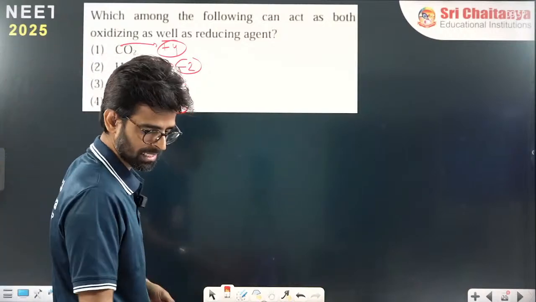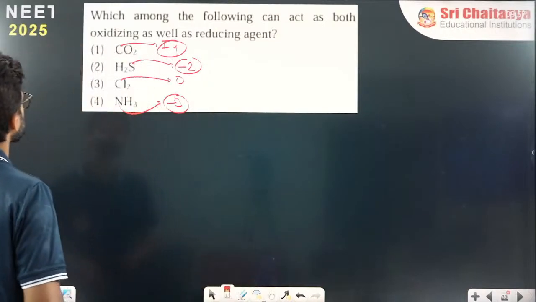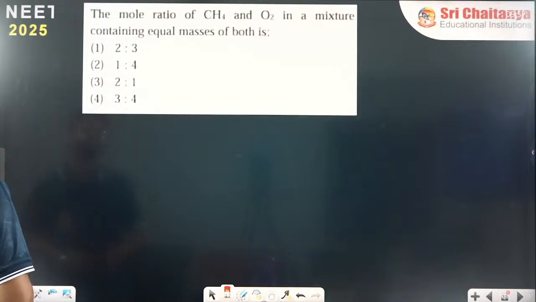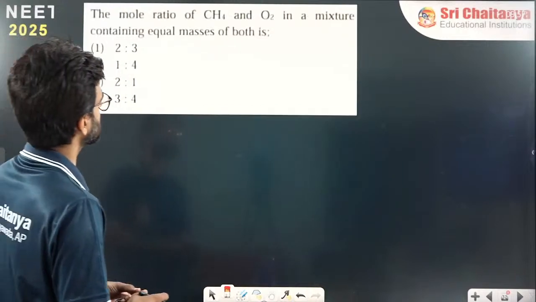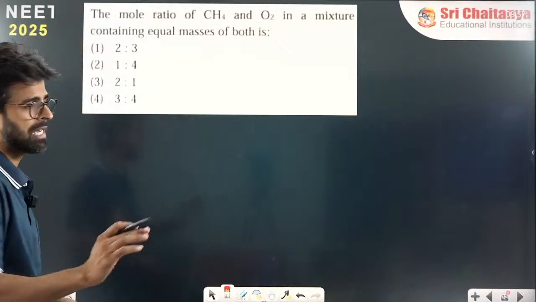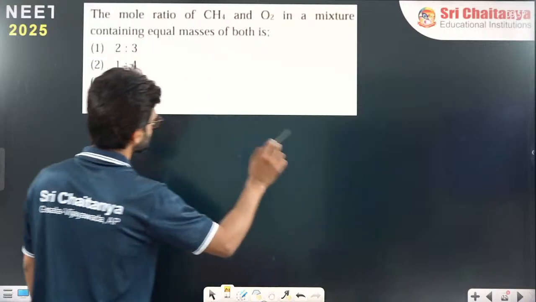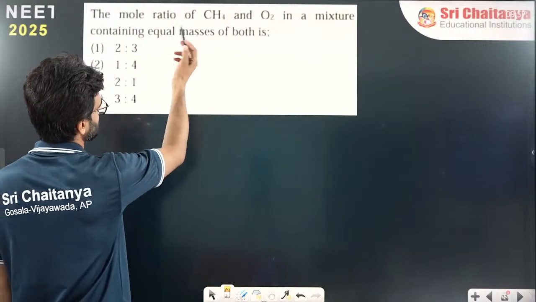Now the next thing is, which among the following can act as both oxidizing and reducing? Okay, it is the same question. Next: the molar ratio of CH4 and O2 in a mixture containing equal mass of both. Very easy question. Equal mass. You can take any mass, say mass X.